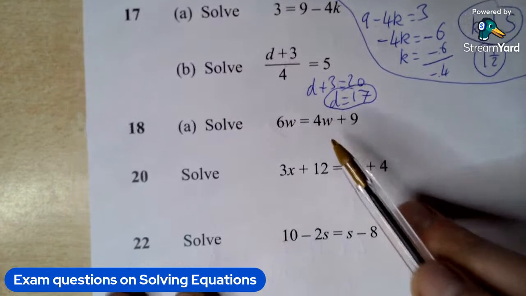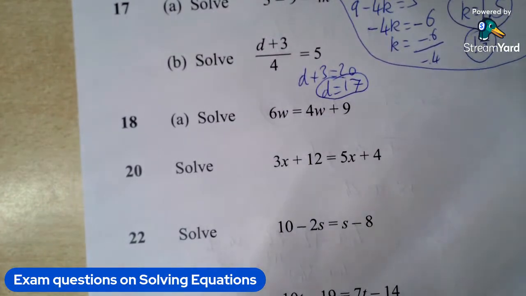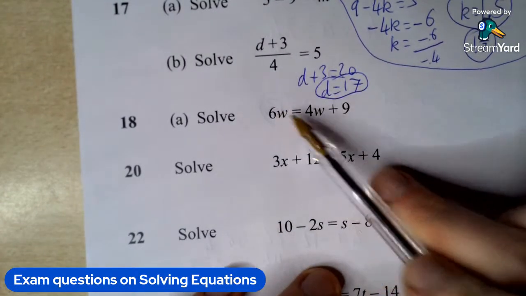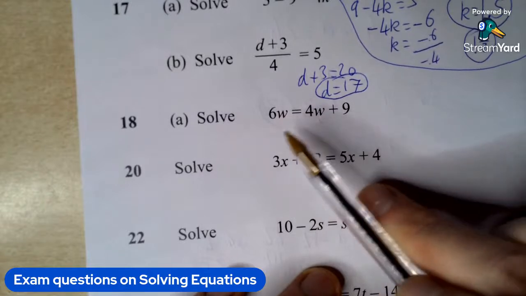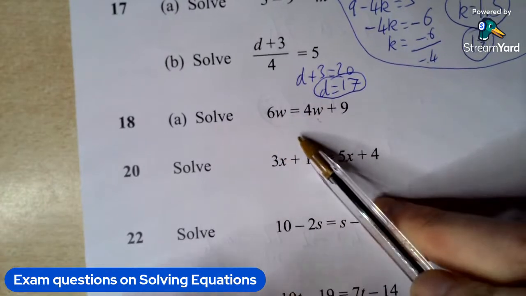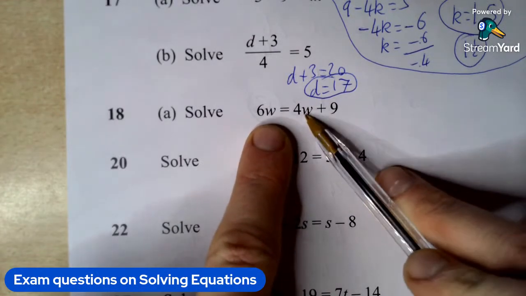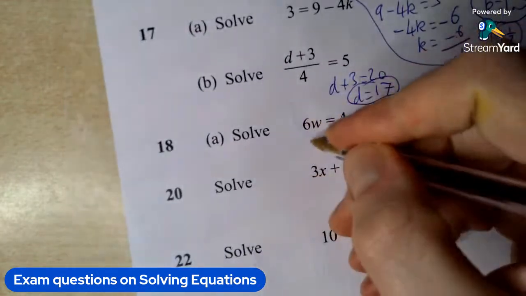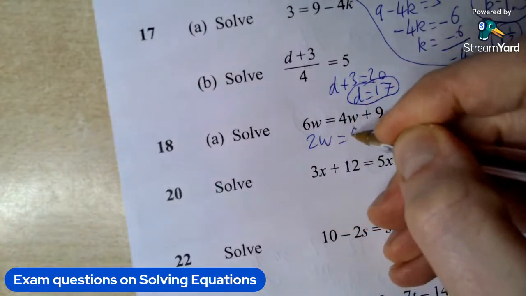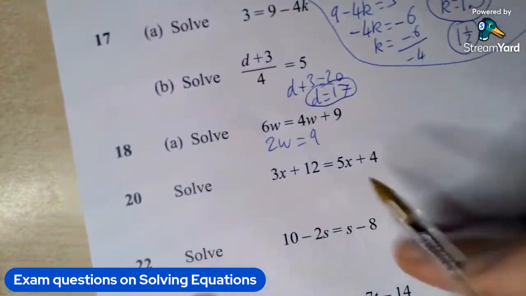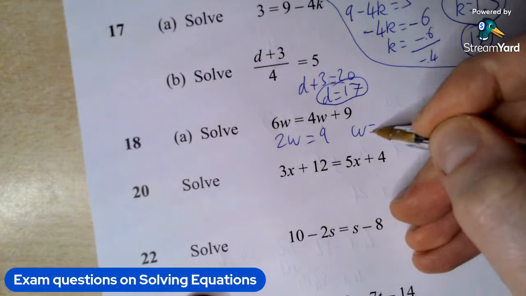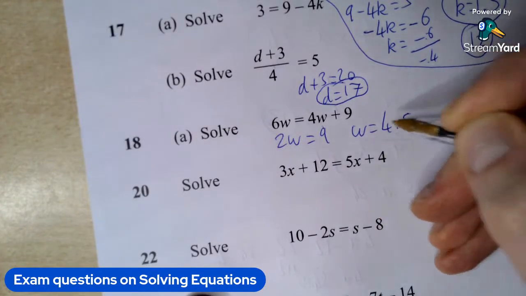All right, next one. Bit different because you've got a W here and a W there. You've got a letter on each side, okay? So what I'd do first is deal with this. So because that's a positive 4W, you're going to take that off that one. So that'll become 2W equals 9. And then you're just going to divide by 2. So then W equals 4.5.